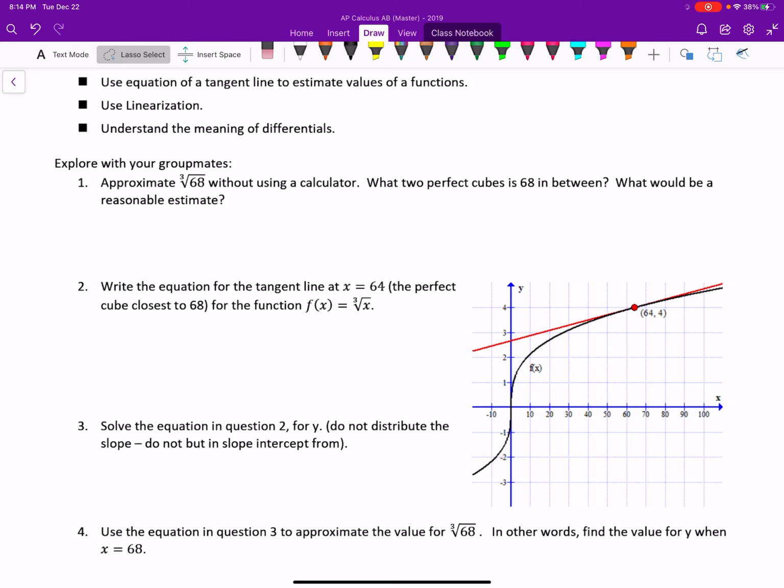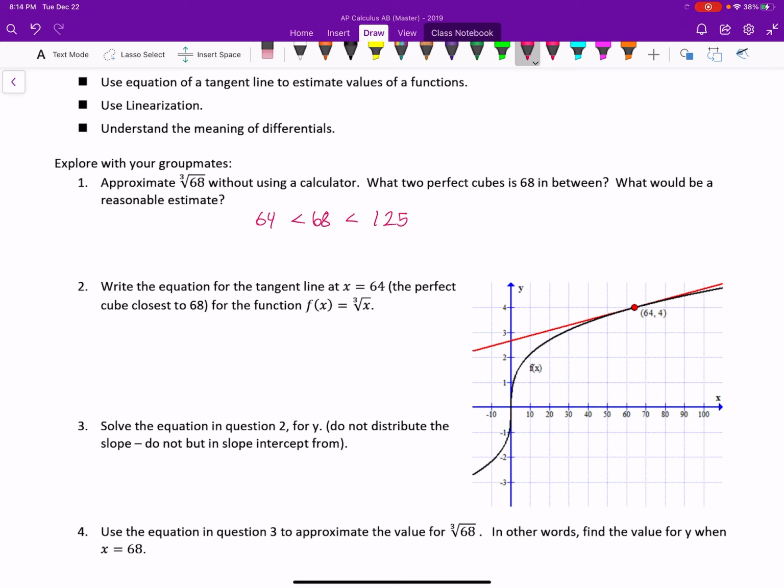Approximate the cube root of 68 without using a calculator. What two perfect cubes is 68 in between? All right, so I know that 68 is, the one perfect cube is 64. So the cube root of 64 is 4, and the next one up is 125. And the cube root of 125 is 5.